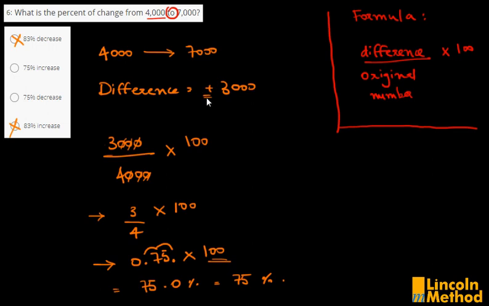So at the starting, we discussed that there's a difference of positive 3,000, which means there's an increase. So 75% decrease, the third option, is not valid either. The only option which we're left with, and which is the right answer, is the second option, 75% increase.